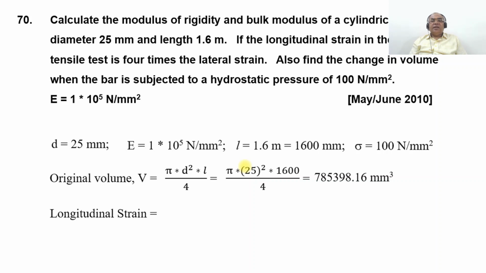So what is the longitudinal strain? He says that the longitudinal strain in the bar during tensile stress is 4 times the lateral strain, that is 4 into lateral strain. So therefore, 1 by m will be equal to lateral strain by longitudinal strain, that is epsilon lateral by epsilon longitudinal. But longitudinal is 4 times the lateral strain, so epsilon lateral divided by 4 times epsilon lateral will be equal to 0.25. So therefore, 1 by m, which is the Poisson's ratio, will be equal to 0.25.